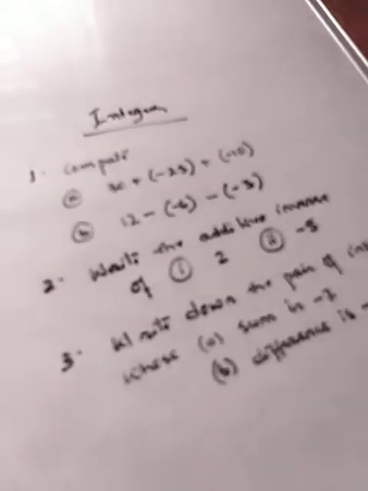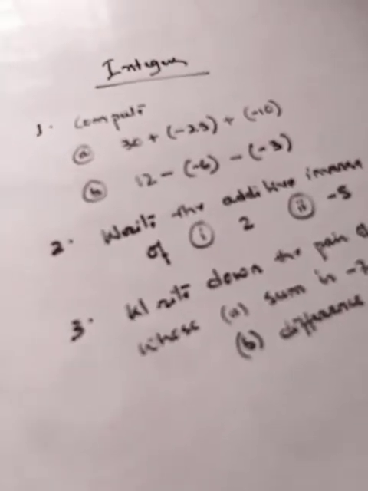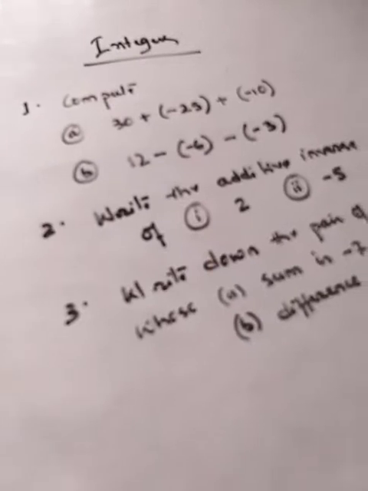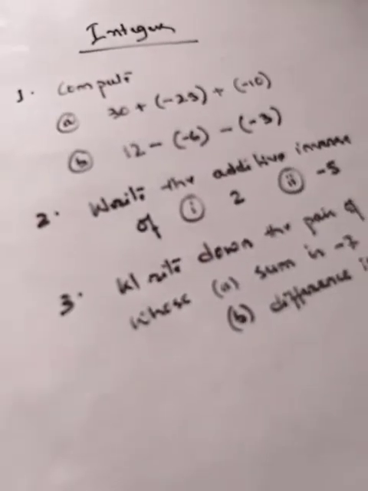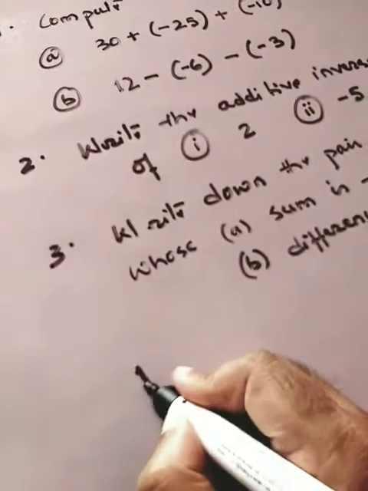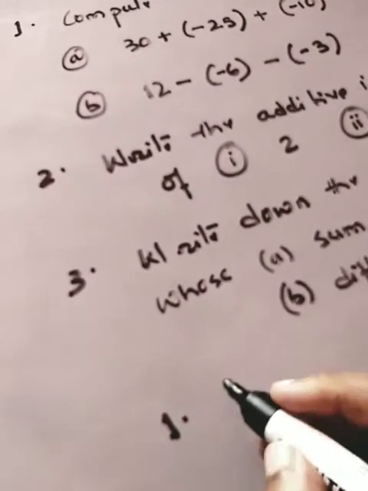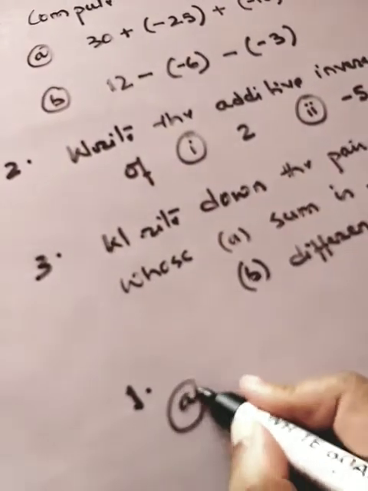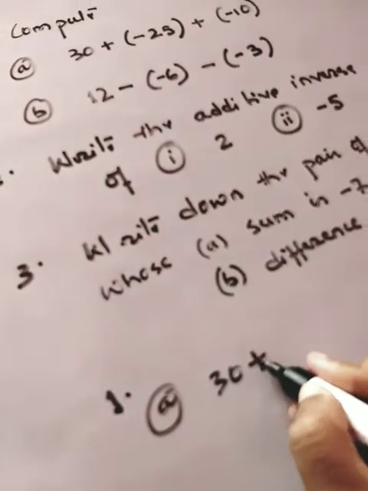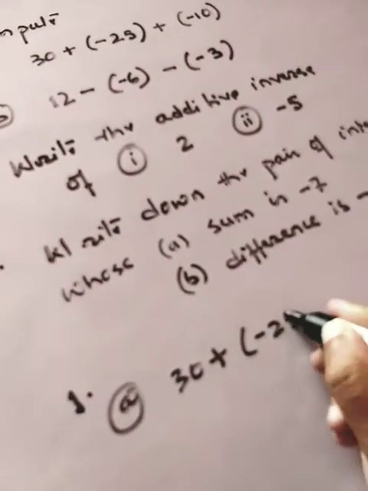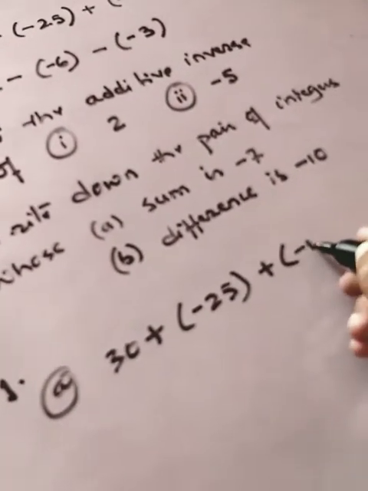Hello students, today again we'll practice on chapter integers. So I have come up with three questions. So let's begin with question number one. Now one is compute, that is, you have to solve. Now what is the sum? 30 plus minus 25 plus minus 10.